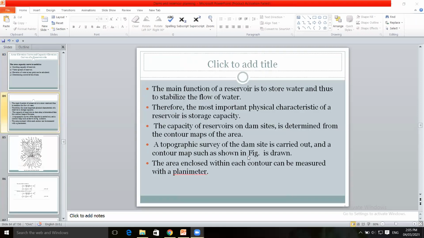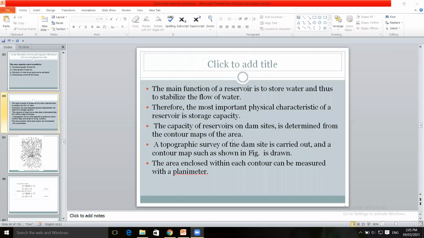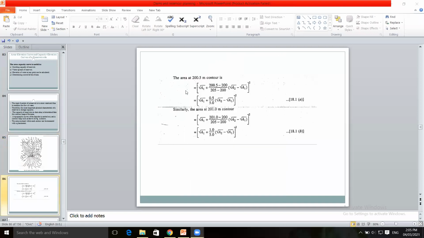So in that, from the contour map of the dam site, first the contour map is prepared, then the area is determined for each successive contour. The area enclosed by each successive contour is determined. Then the area at a definite contour interval is determined. A 0.5 meter contour interval is taken, and the area is determined by using an interpolation formula.